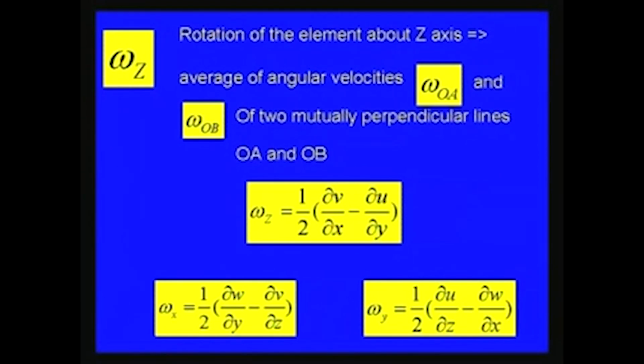So this rotation of the element, say about a z axis, if you consider z axis also, then the average of the angular velocities omega OA and omega OB of two mutually perpendicular lines OA and OB, we can write omega z is equal to half del V by del X minus, say, del U by del Y.